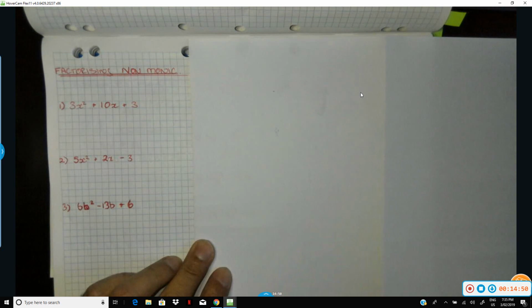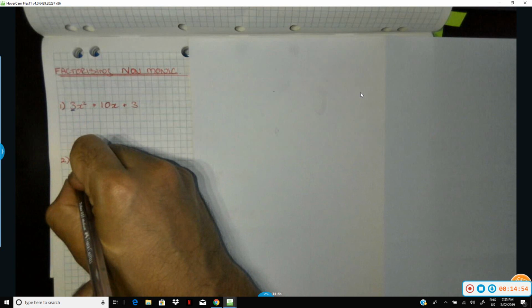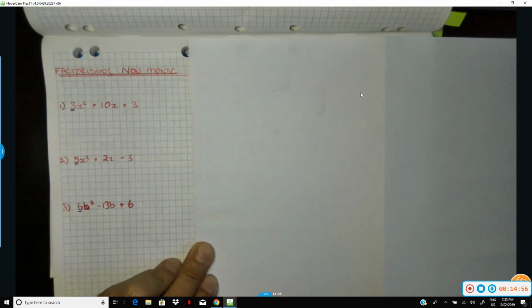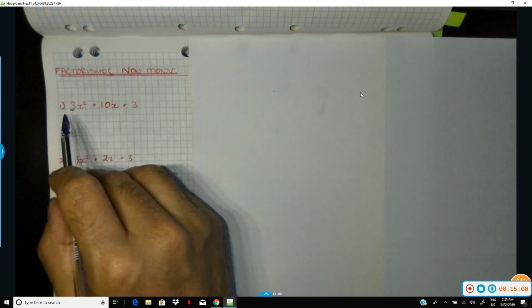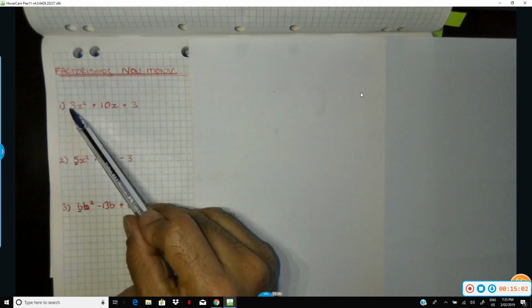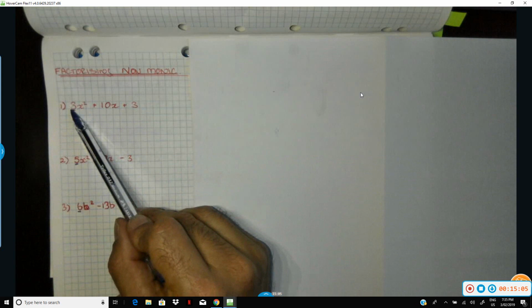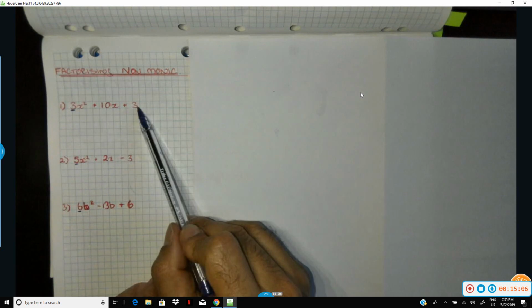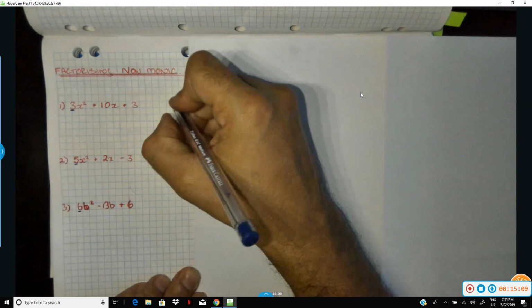Some more examples. Factorising non-monic. So non-monic is when the number in front of the x squared is not a 1. And the way that I do it is I multiply the two numbers, the first term and the last term. So 3 times 3 is 9. So just write over here.